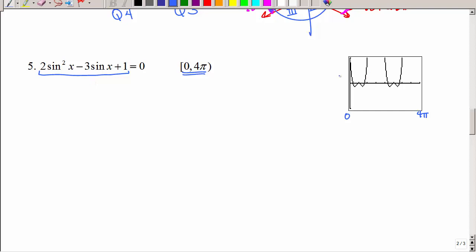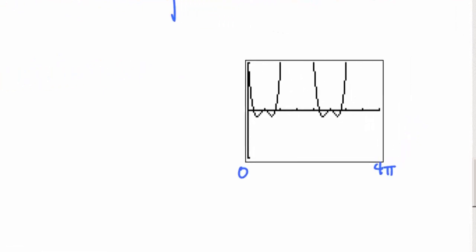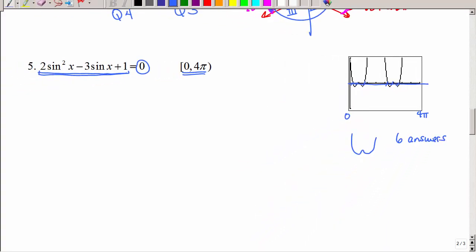So what I punched into my calculator, I actually told the calculator to graph that between 0 and 4 pi. And then we want to know, when does it equal 0? When does it cross the x-axis? How many times is that? I count 1, 2, 3, 4, 5, maybe 6 times. It might be more. Maybe that w goes up a little bit more, but I think I'm looking for 6 answers. Let's see. How am I going to get there?